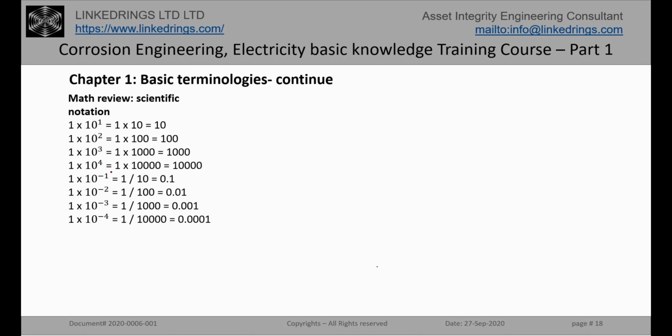Okay, and so on. 10 power minus 1, meaning what? 1 divided by 10, equal to 0.1. 10 power minus 2 means 1 divided by 100. 10 power minus 3 means 1 divided by 1,000, so 0.001, and so on.